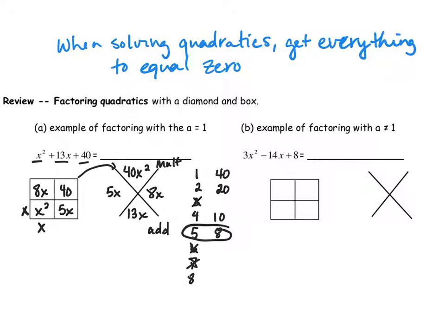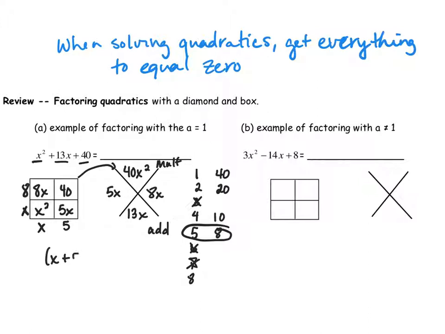Sorry, x times x is the only thing that's going to give me x squared. X times 8 is going to give me 8x, and x times 5 is going to give me 5x. Last thing I want to double check is, does 5 times 8 give me 40? And yes, it does. So now I'm going to take x plus 5 and x plus 8. That is going to give me my factored form.